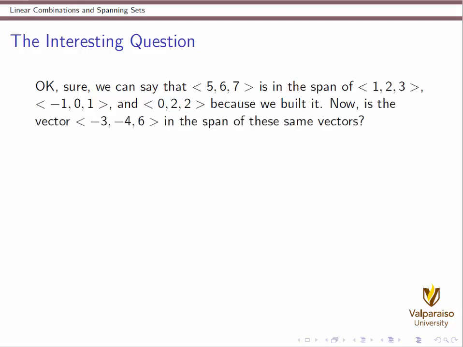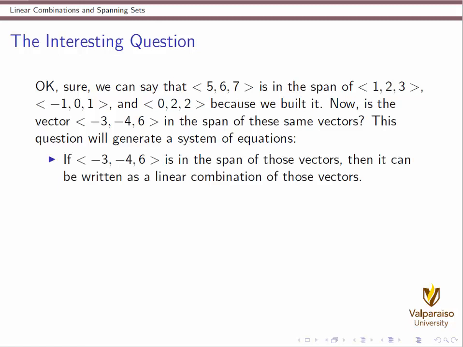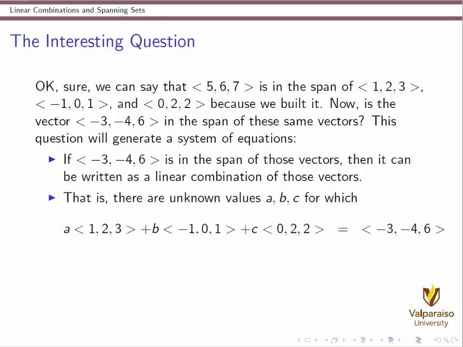Let's turn it around though. Let's come up with a new vector, negative 3, negative 4, 6, and ask the question, is this vector in the span of those same three, just like 5, 6, 7 was? In order to answer this question, we're going to end up generating a system of equations. If this new vector is in the span of the three vectors above, then it can be written as a linear combination of those vectors. That's what being in the span of them means.